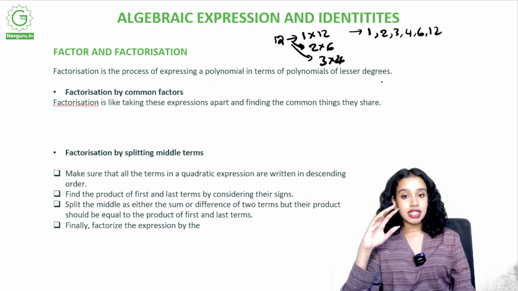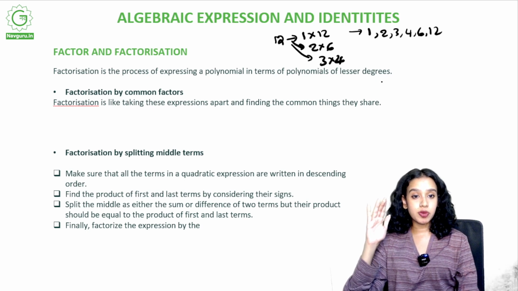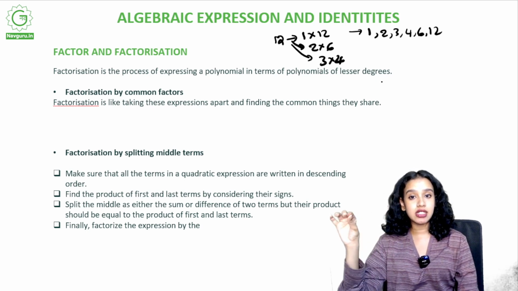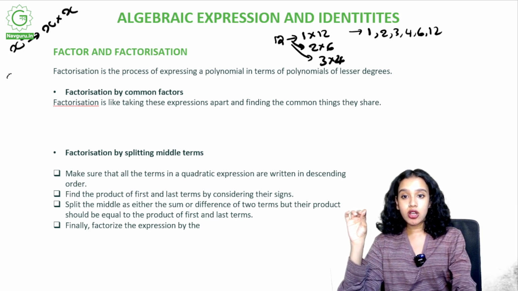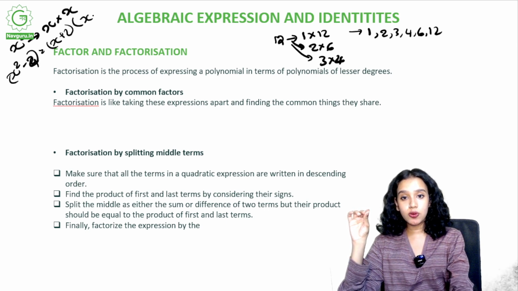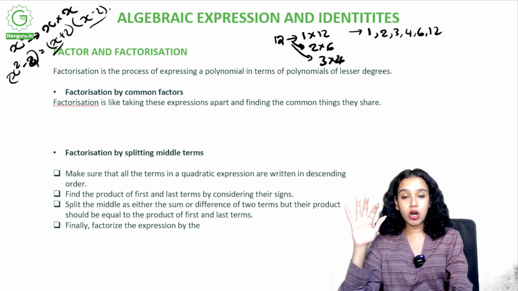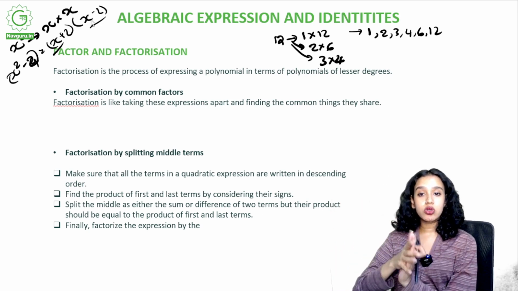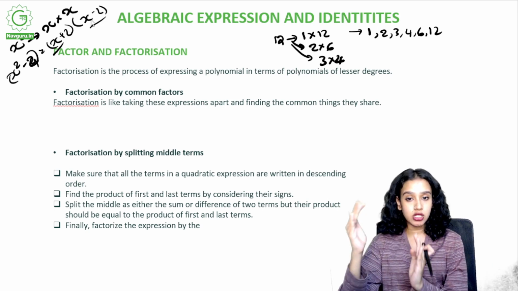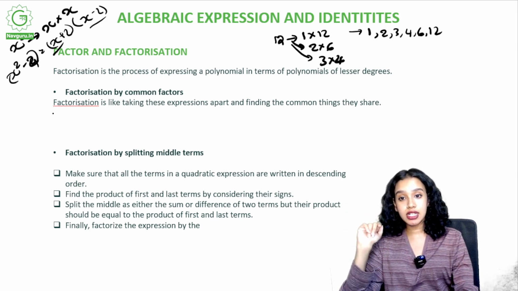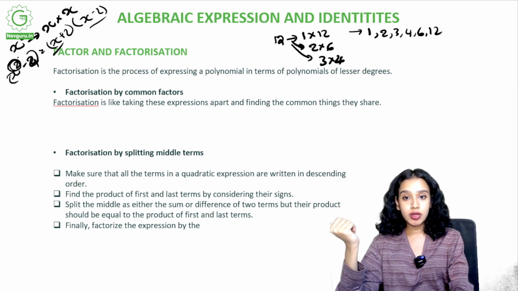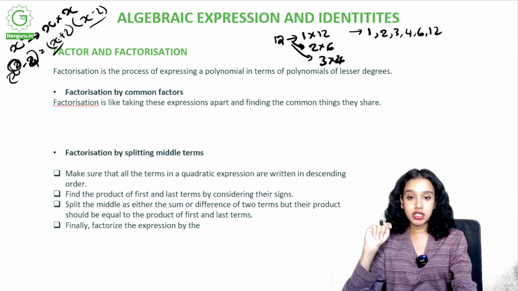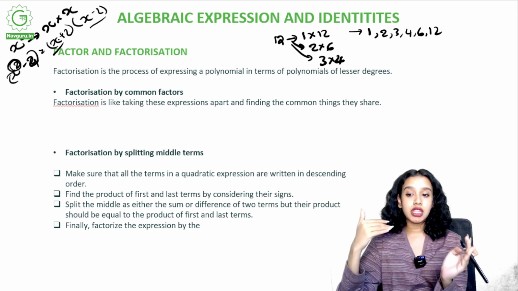Factorization is the process of expressing a polynomial in terms of polynomials of lesser degrees. That is, if I could write x square as x into x, or if I could write x square minus 4 as x plus 2 into x minus 2, these are called the factors of the polynomial, right? Now, we can do the factorization by different processes. First of all, what is happening in the factorization? We have a polynomial with a square here, like the degree of the polynomial is 2. Then we are changing the degree of the polynomial to 1 here, right? Now, there are different methods to do the factorization.